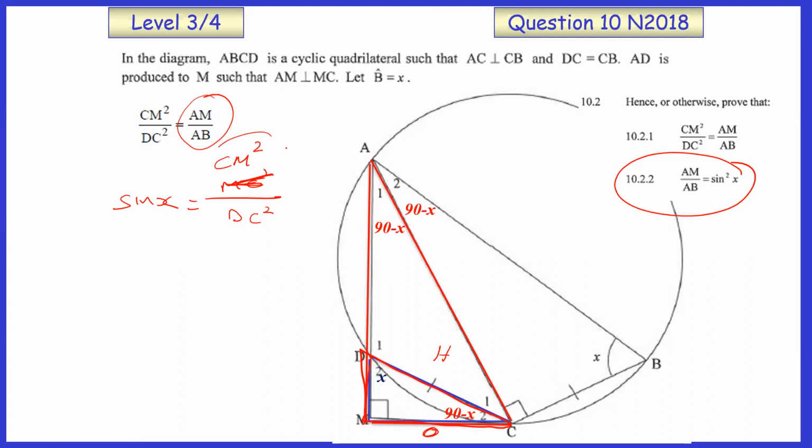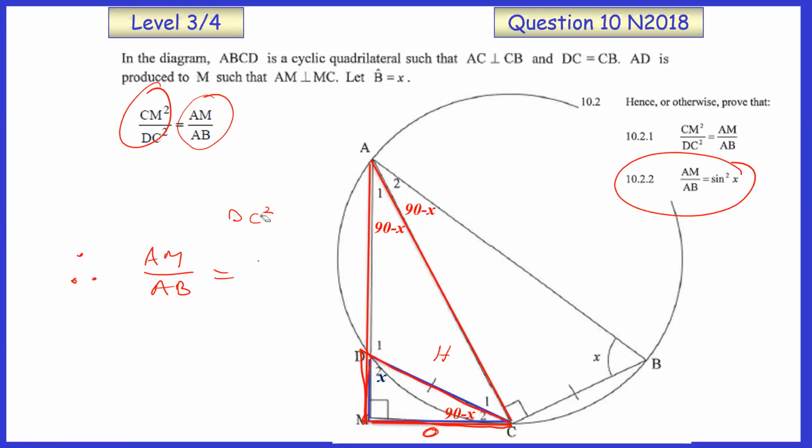So that's common. Therefore, we can say AM over AB is equal to, no, wait. There's a mistake there. What is my mistake? I just want to go back there. Let me just erase that. I forgot about the square. I shouldn't have put the square first, all right? Let's go back. One track back.